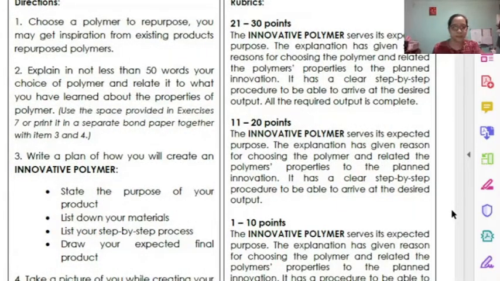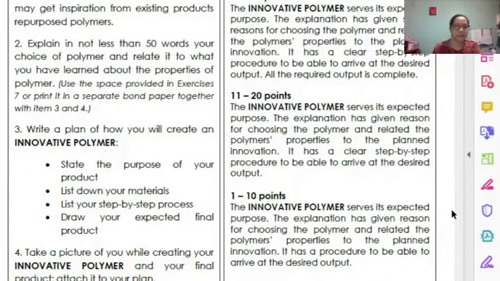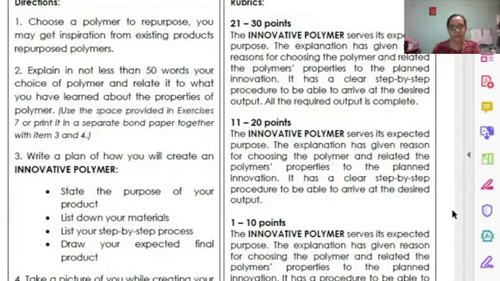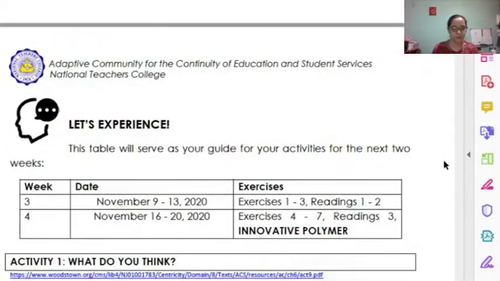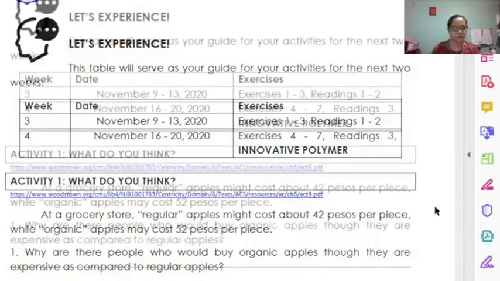Write a plan of how you will create an innovative polymer. State the purpose, list down your materials, list your step-by-step process, draw your expected final product, and then take pictures of you while creating your innovative polymer and your final product. Attach it to your plan. You will be graded by the following rubrics. And then this is the suggested dates for you to accomplish your module.